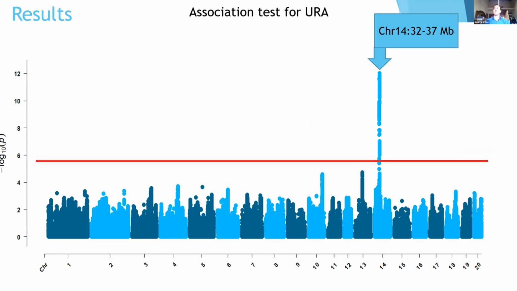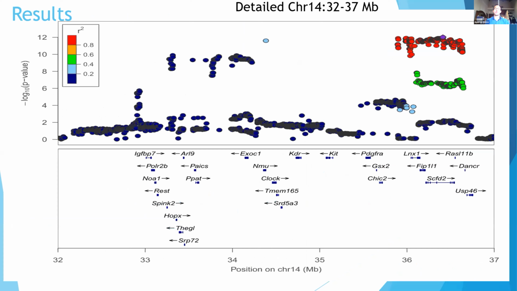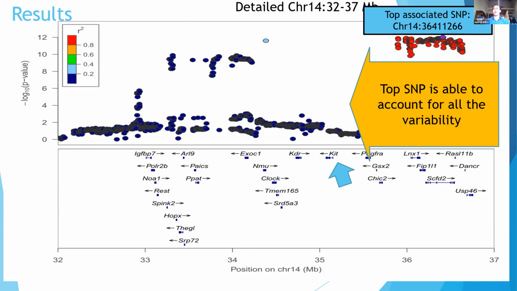Results: I'm showing here the most significantly associated region. It's located on chromosome 14 between megabase 32 and 37. You have a detail here. We have the KIT gene right in the middle. So this result is in agreement with previous reports showing this gene as the most probable candidate gene. Here you have the most significant SNP.